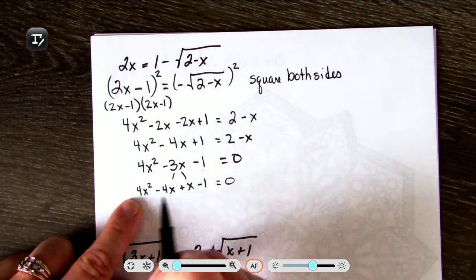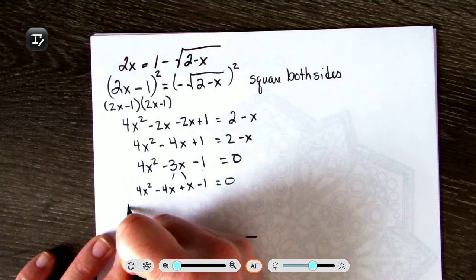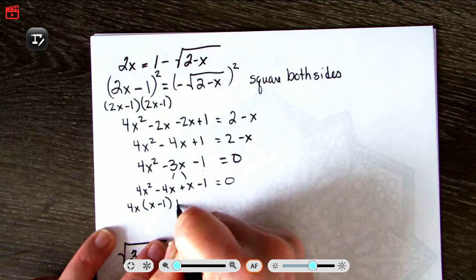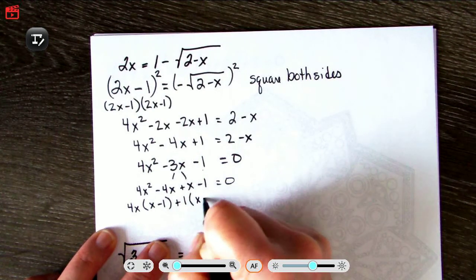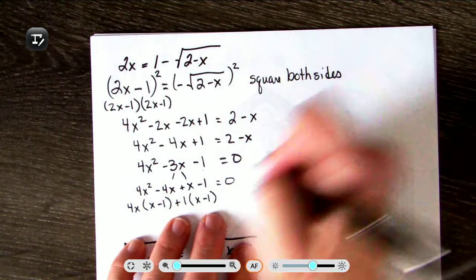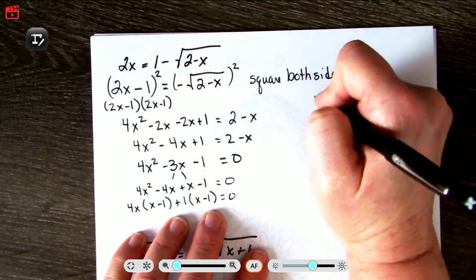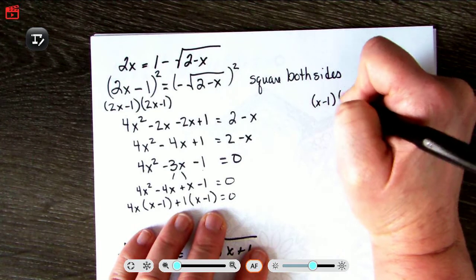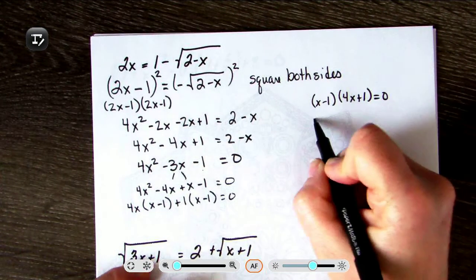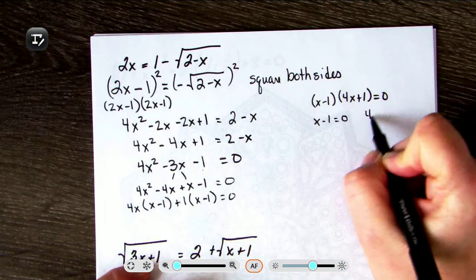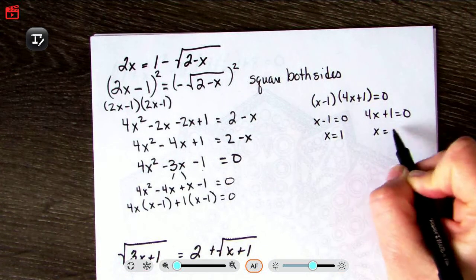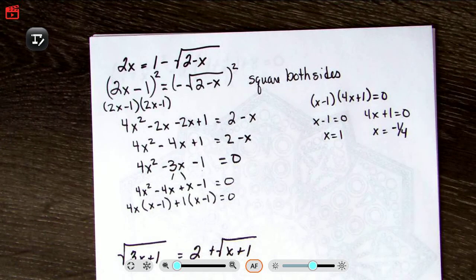Out of these first two, I'm going to factor out a 4x, and I'm left with x minus 1. Out of these two, I'm going to actually just take out a 1, which really doesn't do anything, and I'm left with that x minus 1. Factoring out the x minus 1, I have 4x plus 1 equal to 0. Set each one equal to 0. So x is equal to 1, or x is equal to a negative 1/4, subtracting 1 and dividing by 4.